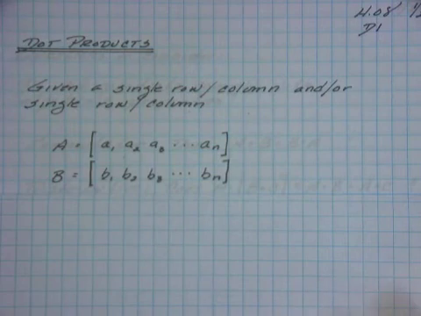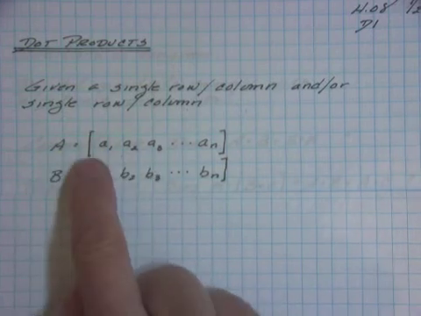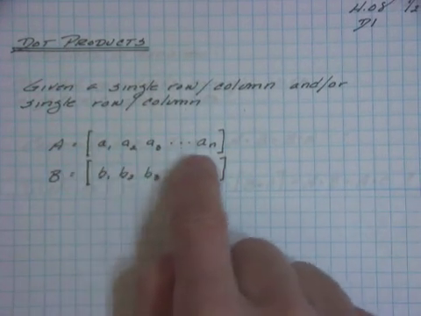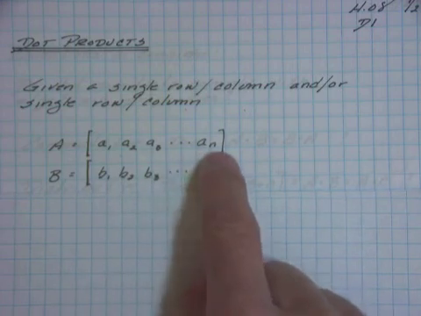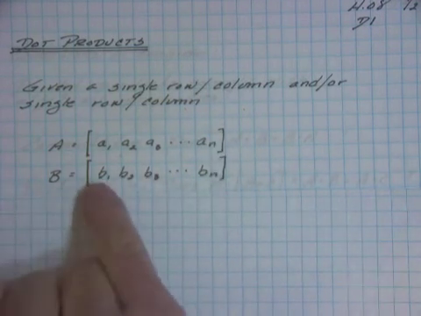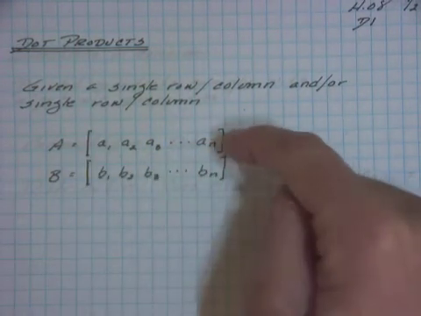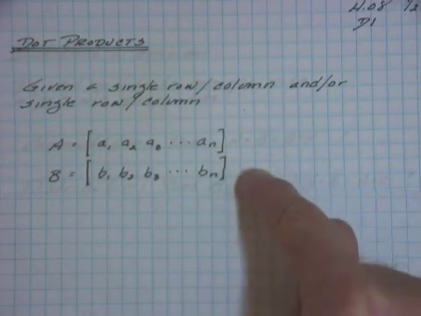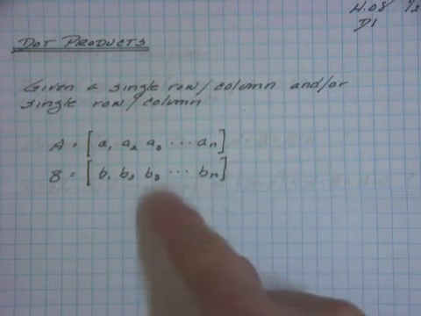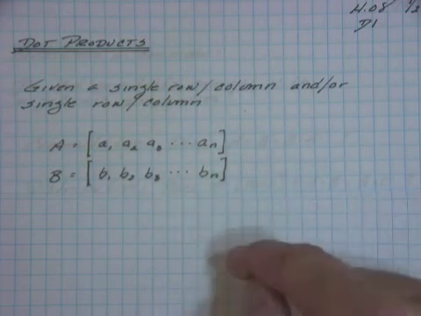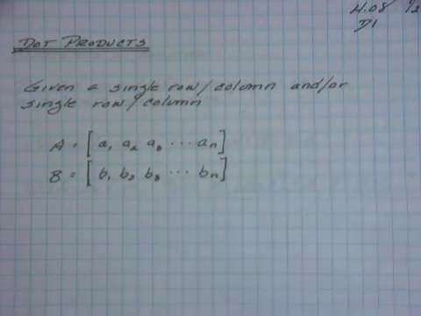All right, given a single row or column and another single row or column. So here I've got matrix A. It's just a single row of numbers, A1, A2, A3, dot, dot, dot, up to An, however many it is. And then I've got a second matrix, B1, B2, B3, dot, dot, dot, up to Bn. Now, what's important is that each of these has to have the same number of elements in it. They could have both been rows. They could have both been columns. One could be a column, one could be a row, one could be a row, one could be a column.